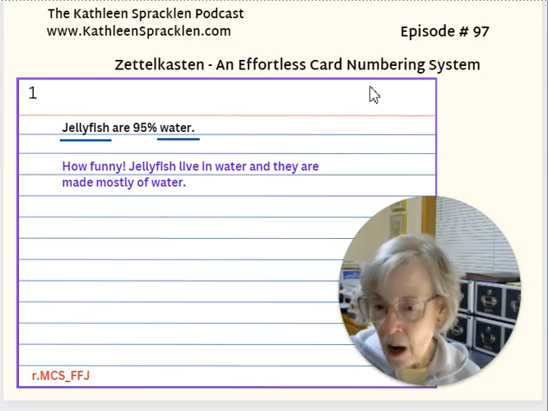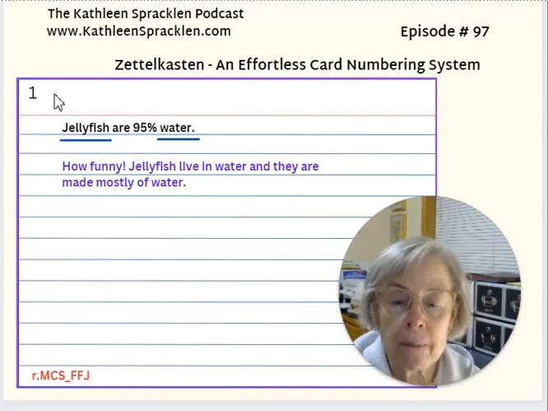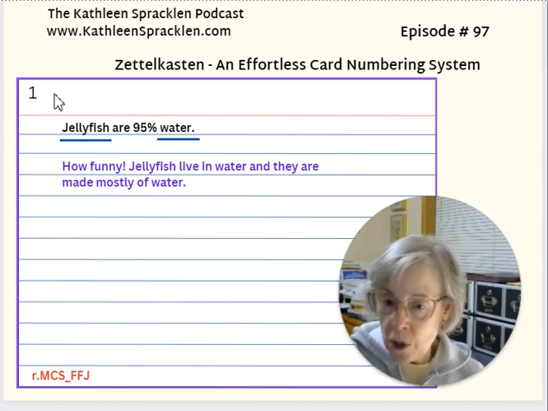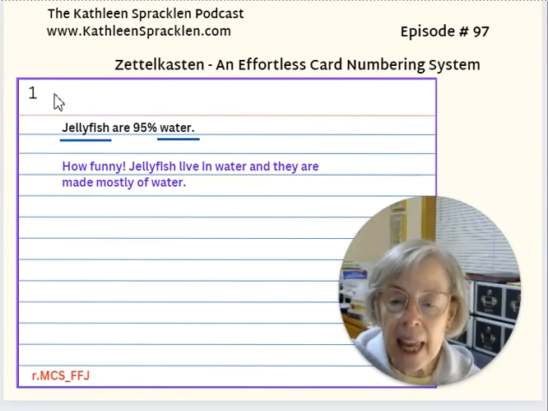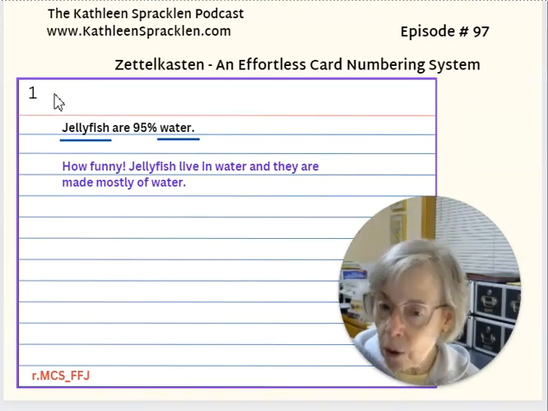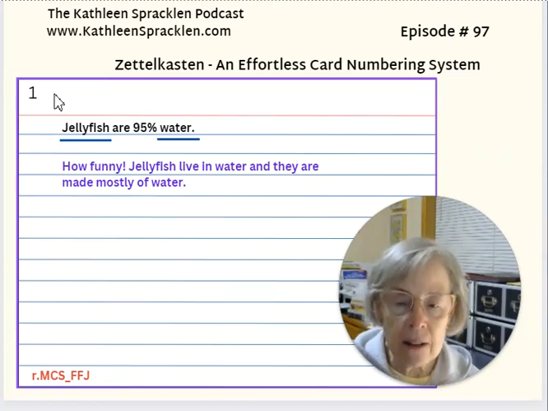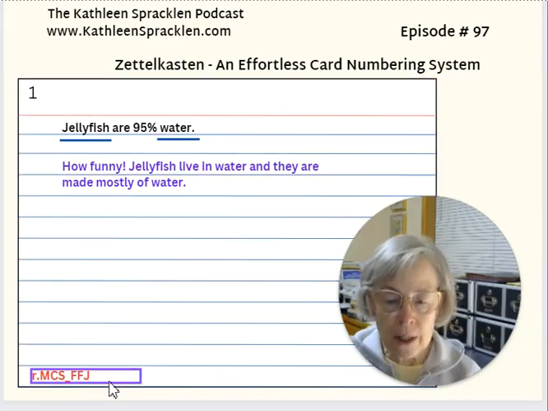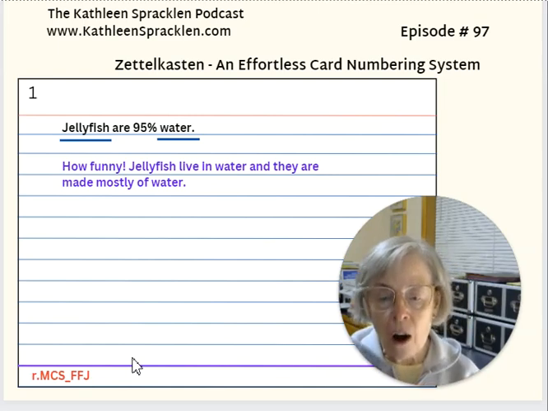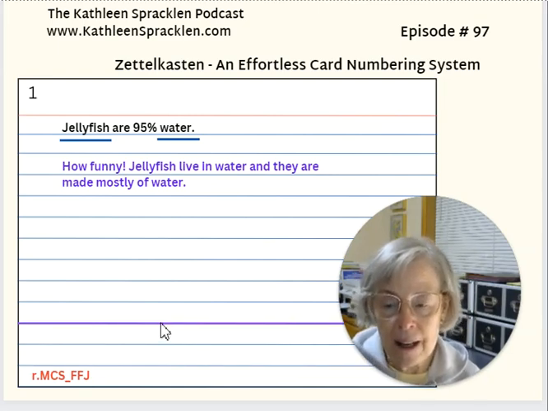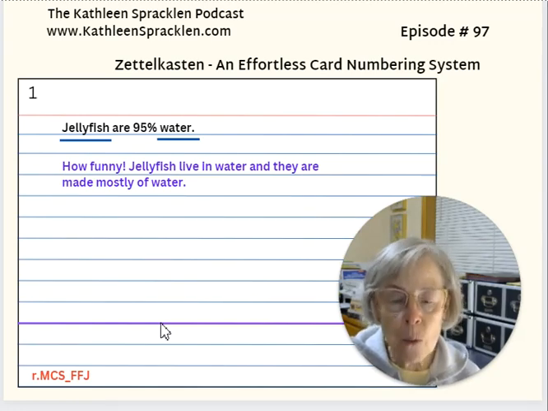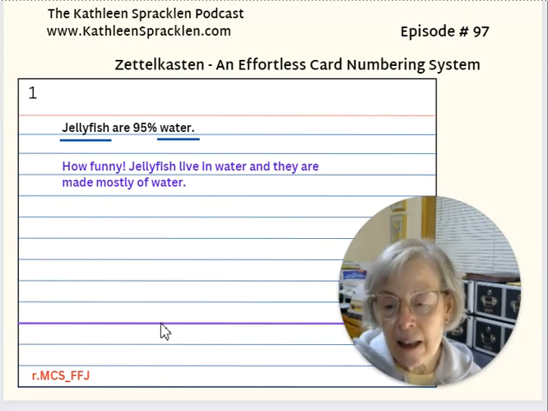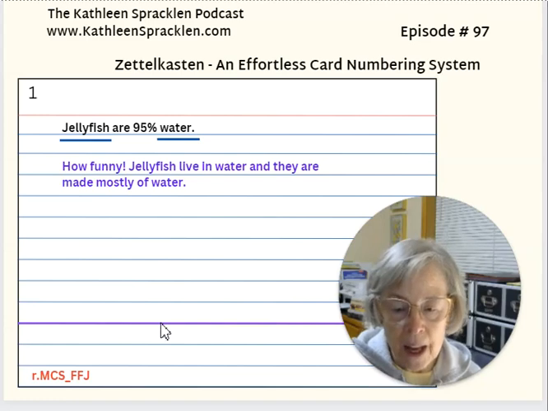Because that's our first card, it obviously gets card number 1, because we said that our first topic would be determined by the first card. And like every main card that you will ever create, there are some key attributes of this card that should already be familiar to you. Number 1, you can see the source. The nickname of the source is always included on every main card in your Zettelkasten. In this one, this is the Marine Conservation Society, R.MCS, and it's Fun Facts About Jellyfish, FFJ.